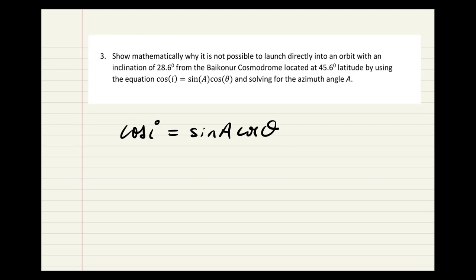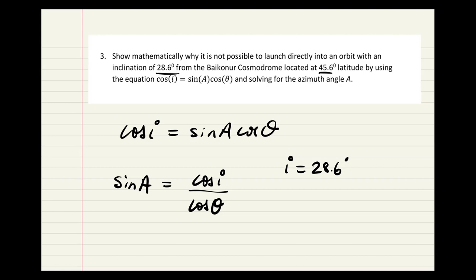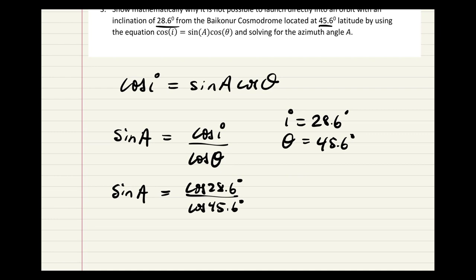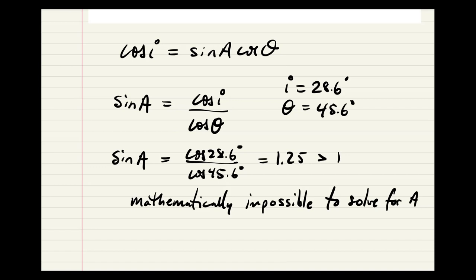In this case, we have an inclination of 28.6 degrees north and a latitude of 45.6 degrees. So sine of A has to equal cosine of 28.6 divided by the cosine of 45.6. Now right there, when you divide these, you're going to get about 1.25, and that's bigger than 1. So right there, we know that it's mathematically impossible. There's no solution for A because the sine function is never going to equal something bigger than 1, no matter what angle you put in for the value of A.